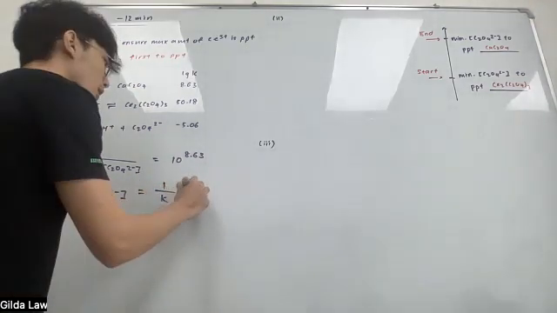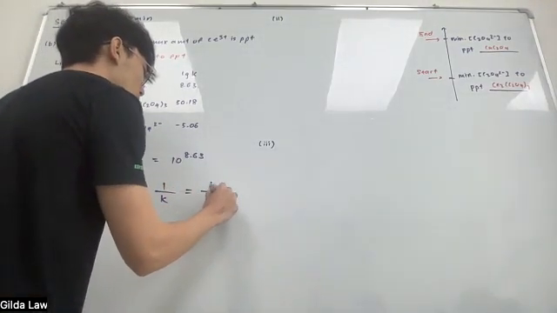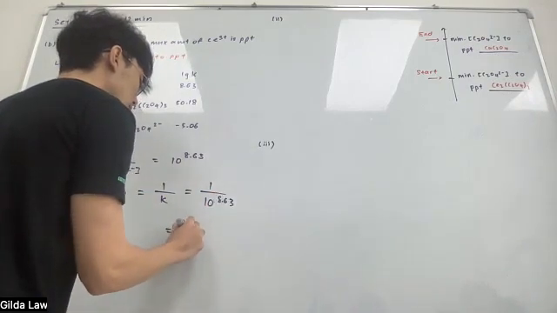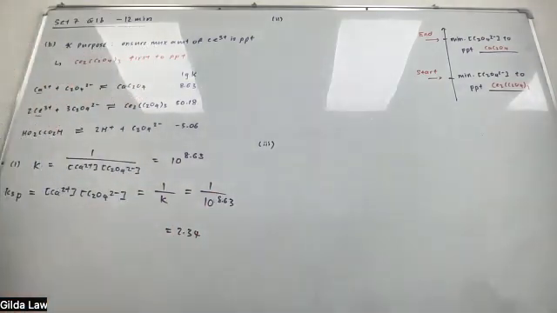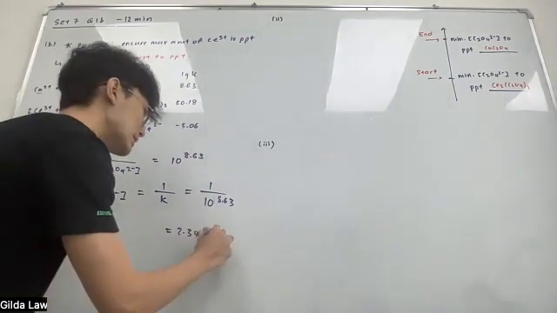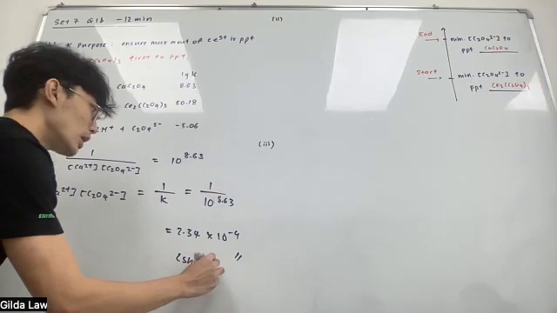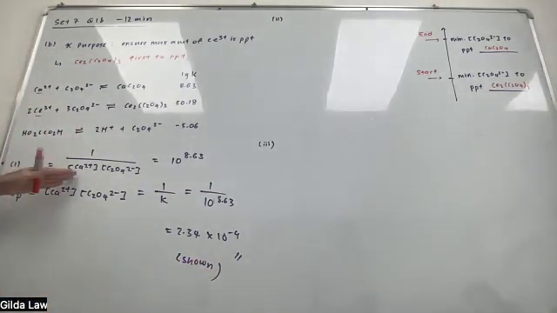And then you can write down your answer. This is 1 over 10 to the power of 8.63. And then you can get your final answer here, which is 2.34 times 10 to the power minus 9. Then you can claim that this is shown. Again, you're supposed to write down both K and KSP, and then you can link up with 1 over K. Can see that?